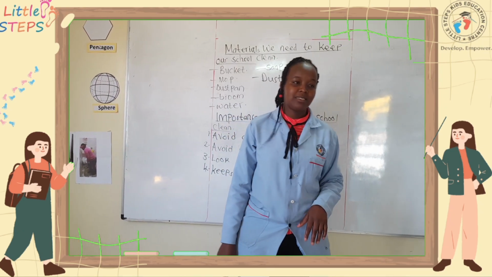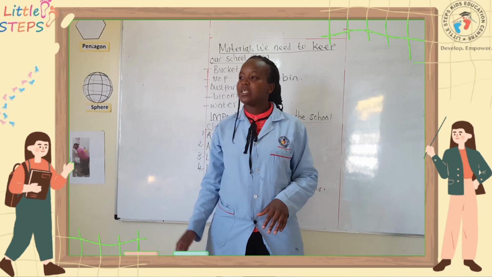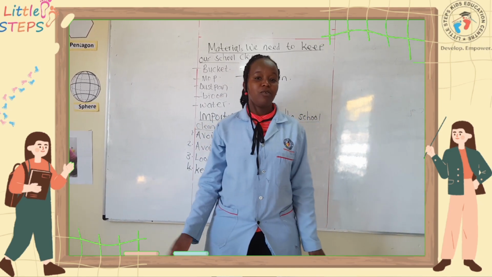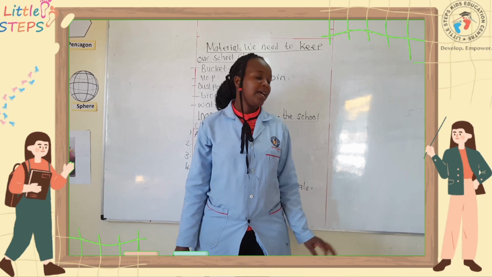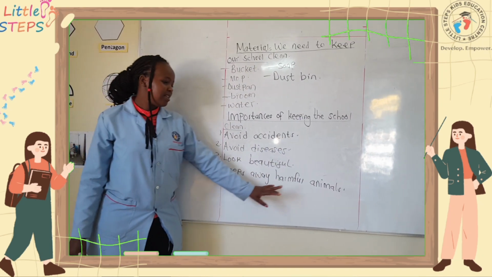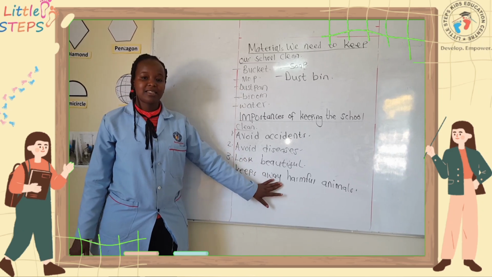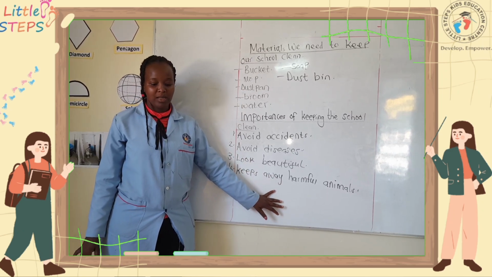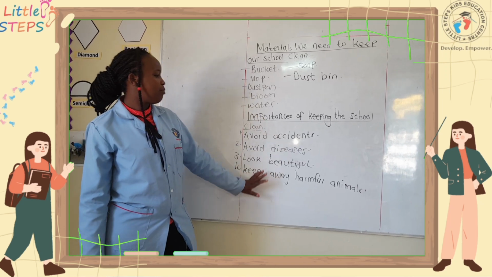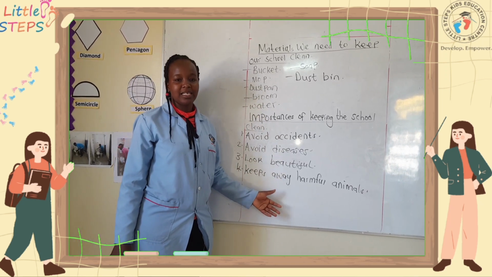A good example is our play field. If we trim the grass there, animals like snakes, which are very harmful, will not come. And also, if you keep the trash in the right place, other animals like the rats will not come to our school. And with that, we come to the end of the lesson. There are so many other importances that we're going to talk about in the next class.